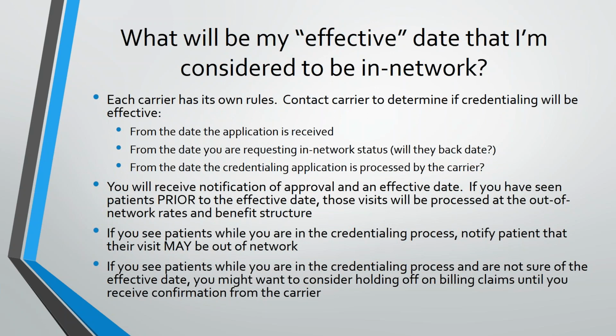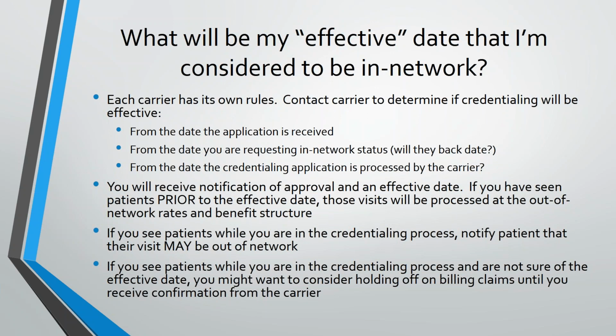Your credentialing effective date could be from the date they have completed the credentialing process and have now approved you as an in-network doctor. So it could be that you apply and you don't get approved to be an in-network provider for up to 90 to 120 days, or maybe even longer. And what will happen is you're going to receive notification of approval, and on that notification you'll have an effective date. Now, if you've already been seeing patients prior to that effective date, you have to know that those visits will be processed at the out-of-network rates and benefit structure.